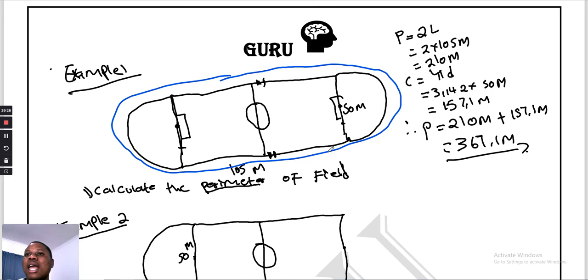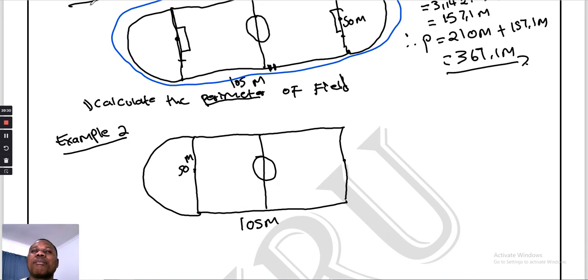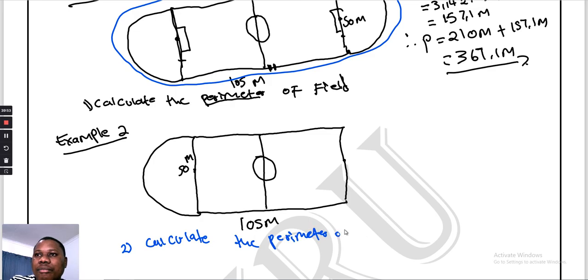Okay. Let's go to example number 2. Now, in example number 2, you are given a similar field. So a question will come like this. Number 2, calculate the perimeter of the field.